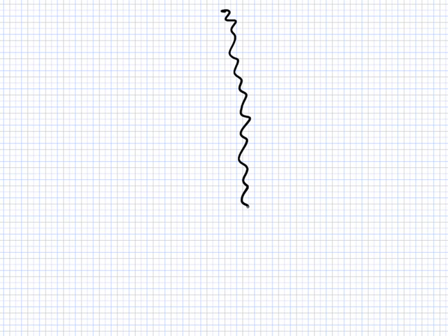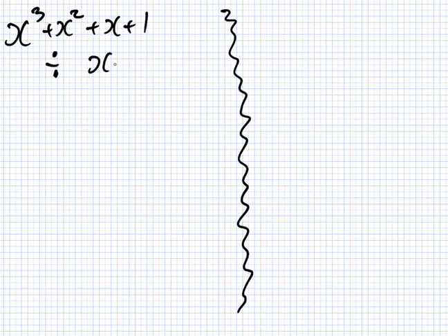Let me show you the two ways. So, for example, let's say we have something like x cubed plus x squared plus x plus 1 divided by x minus 1. So if I use long division, let's see what we get.